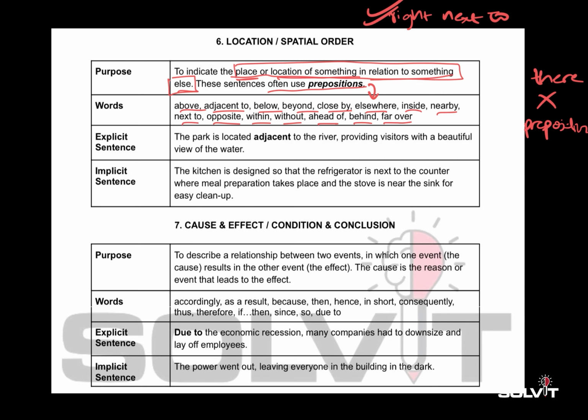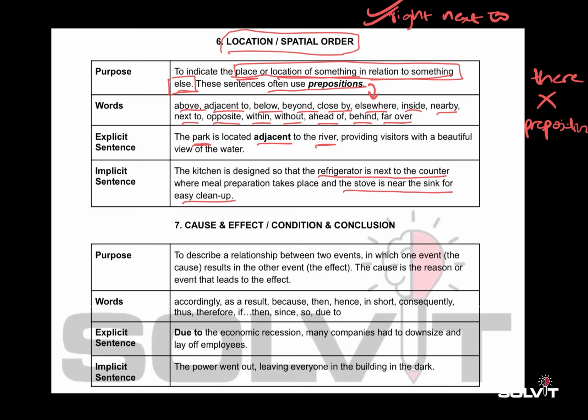okay? Let's look at a sample sentence over here. The park is located adjacent to the river, providing visitors with a beautiful view of the water, okay? So what is it doing? It's telling you the location of the park in relation to the river. Okay, so we know that the relationship in this sentence is that of location or spatial order. Let's look at the implicit sentence. The kitchen is designed so that the refrigerator is next to the counter where meal preparation takes place, and the stove is near the sink for easy cleanup.